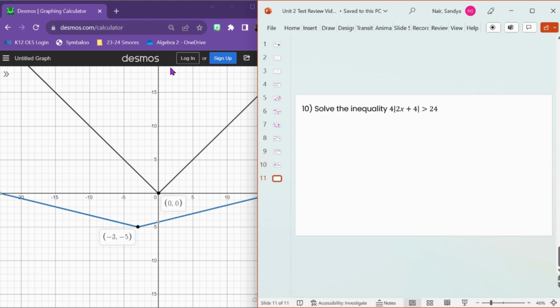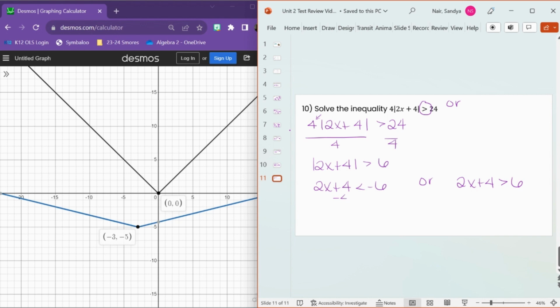All right, now let's try solving this inequality. Here you can see we have a greater than sign, so this is going to turn into an or inequality. But remember, before I rewrite that, I need to first isolate this absolute value. So we have 4 times the absolute value of 2x plus 4 is greater than 24. That absolute value is not by itself because it has a 4 in front, so I'm going to divide both sides by 4. That gives me the absolute value of 2x plus 4 is greater than 6. Now when I rewrite this as an or inequality, this is telling me that 2x plus 4 is less than negative 6, or 2x plus 4 is greater than 6.